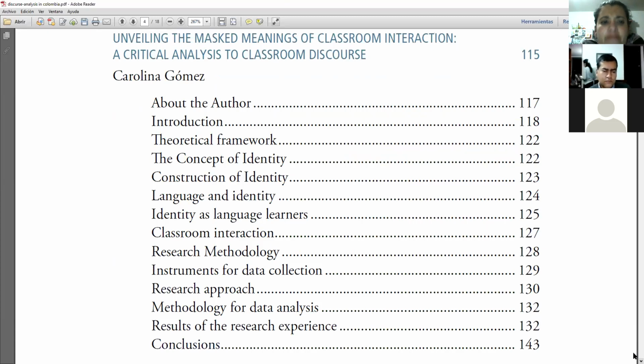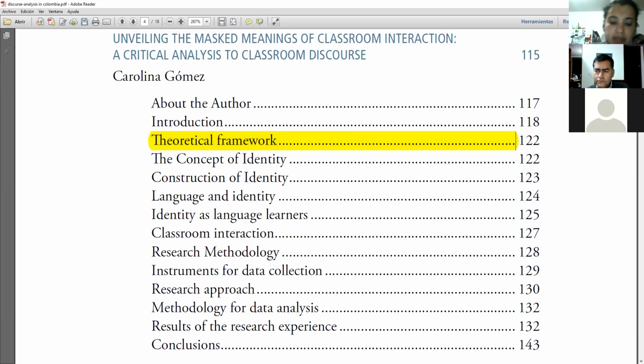Okay, therefore one is a study, right? So now it is applied and it says a critical analysis to classroom discourse. It deals more with identity. Yes, maybe this is not what we really want. But Chapter, probably theoretical framework, you can have some good authors or quotations about discourse, okay?